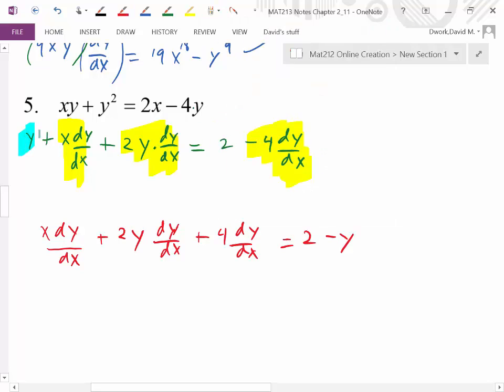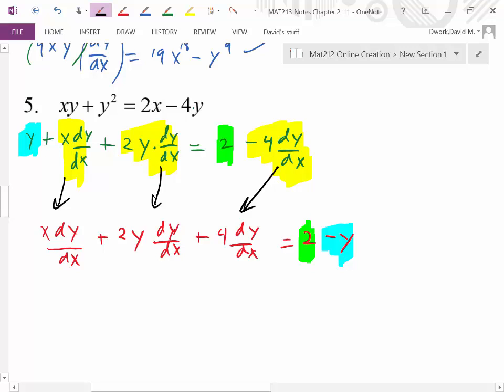And just to help you see it, the y is right there. The 2 stayed on that side. It's still right there. And then you can see the 4 dy dx went right there. The 2 stayed on that side, stayed on that side. Okay, so I hope that helps.